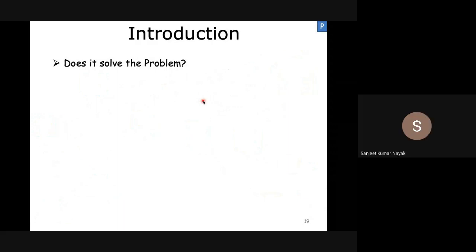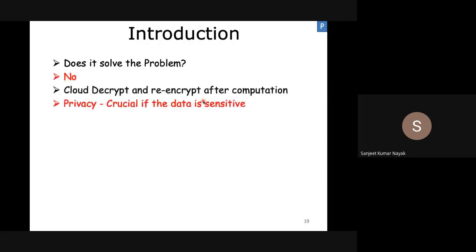Here the information that we are sharing is not that sensitive, because the slippery level is related to the road. But whenever we are dealing with health data, then we need to be more cautious. Suppose the cloud can see the data. The cloud can decrypt and re-encrypt after the computation. So therefore privacy is very much crucial.